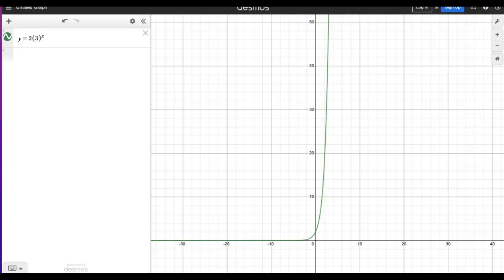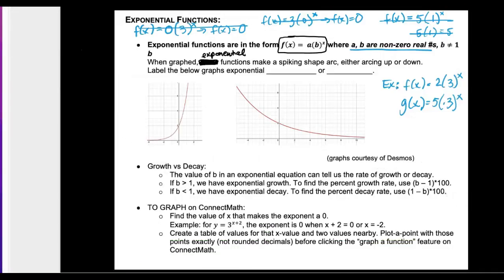So let's go ahead and I'm going to write that in our notes. So this graph right here is exponential growth. It's kind of like the example that I just gave. So that's one option for what a graph could look like.